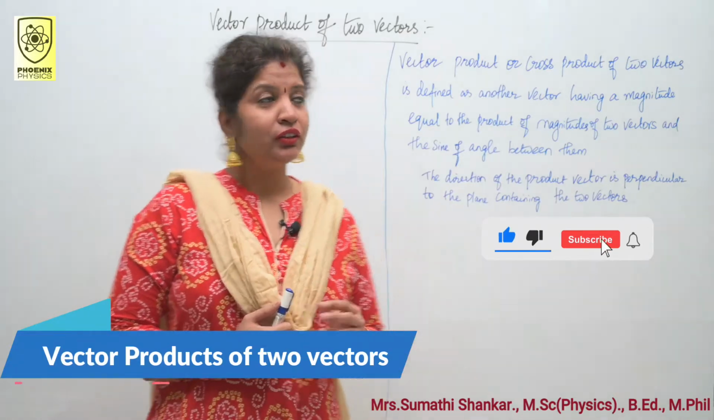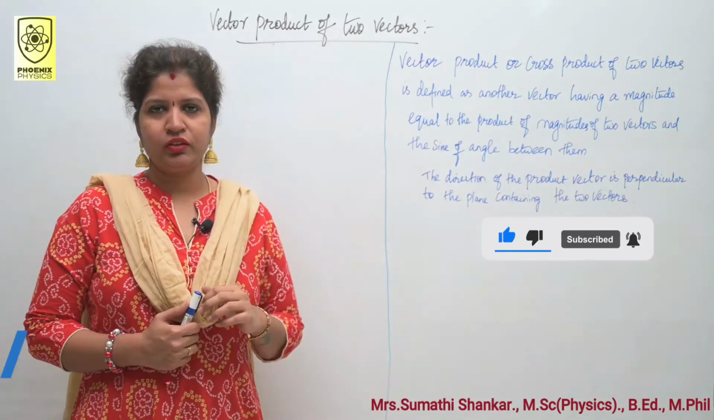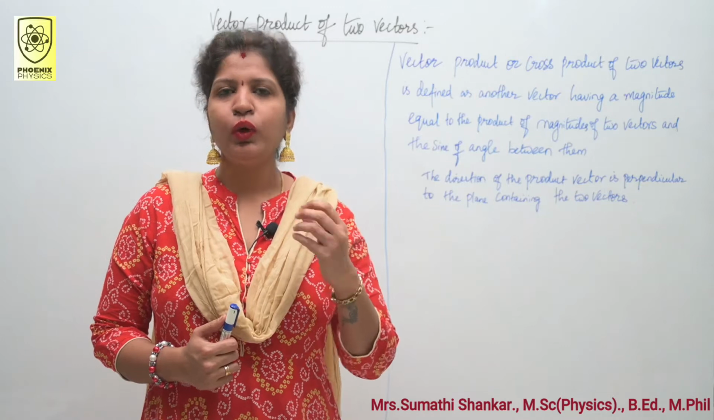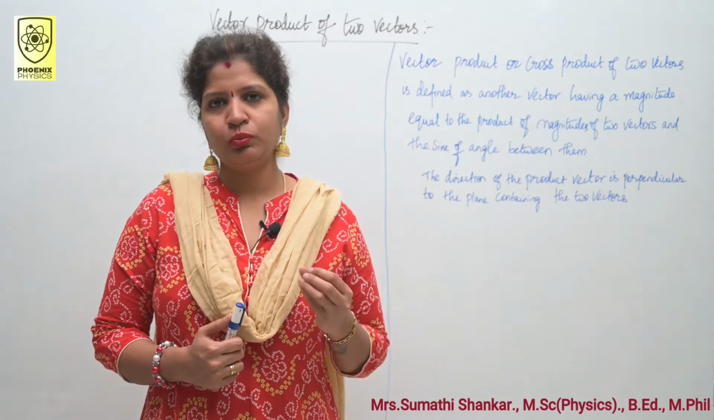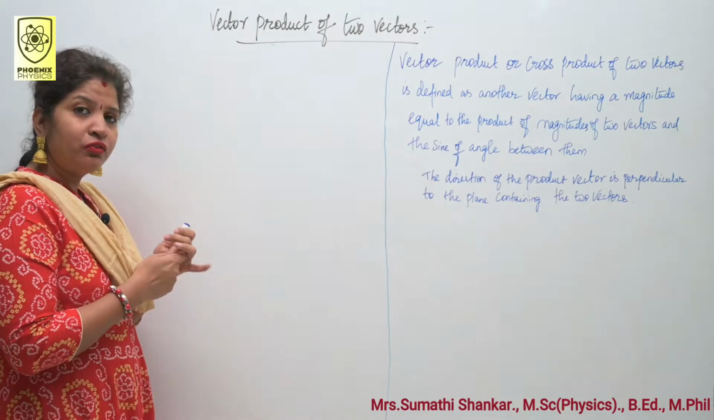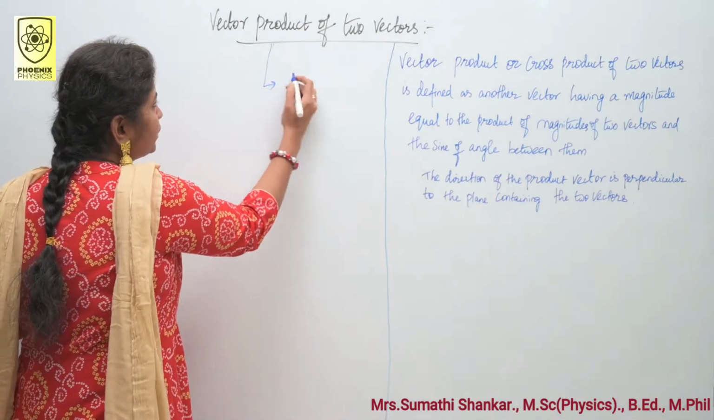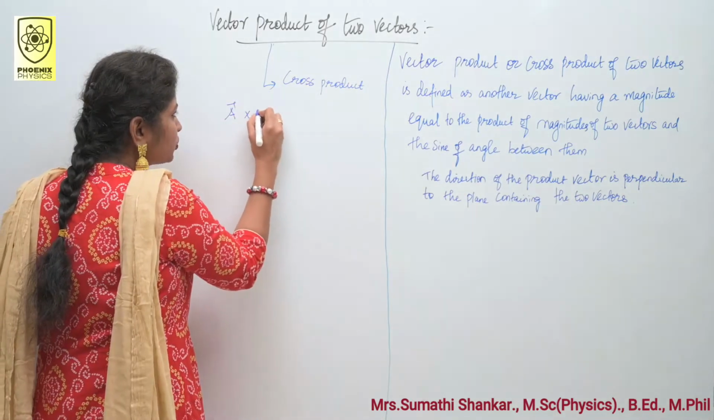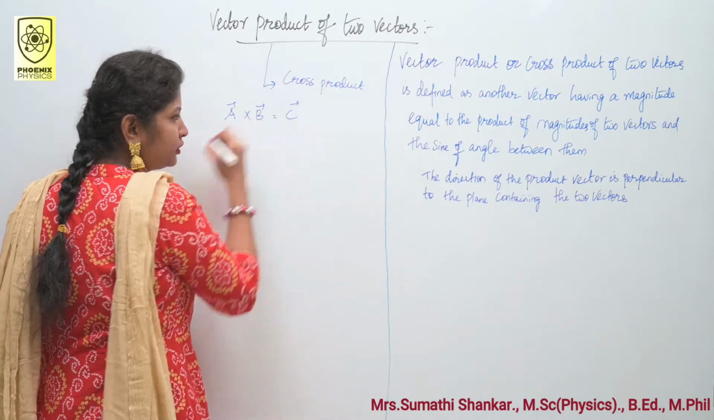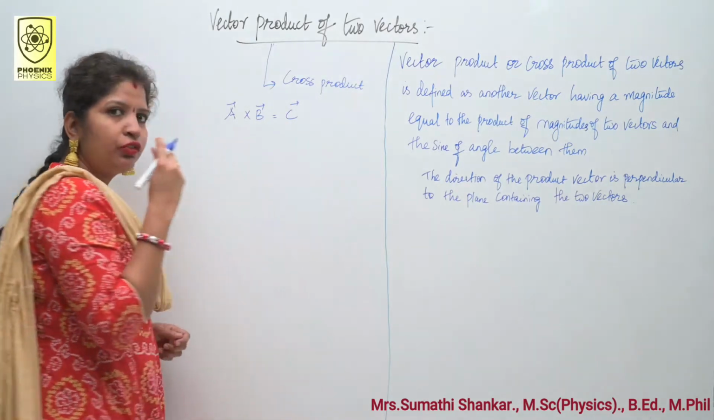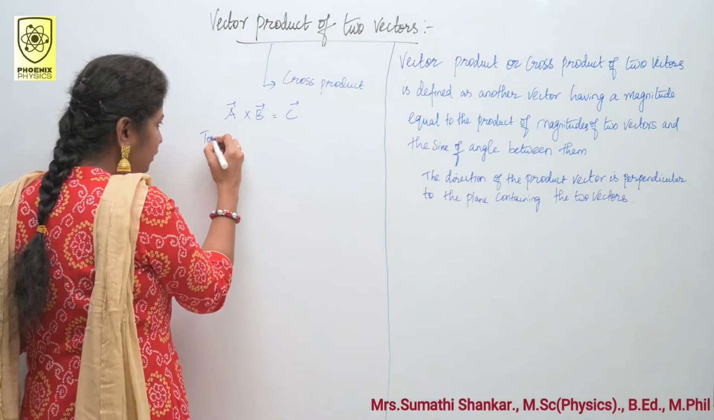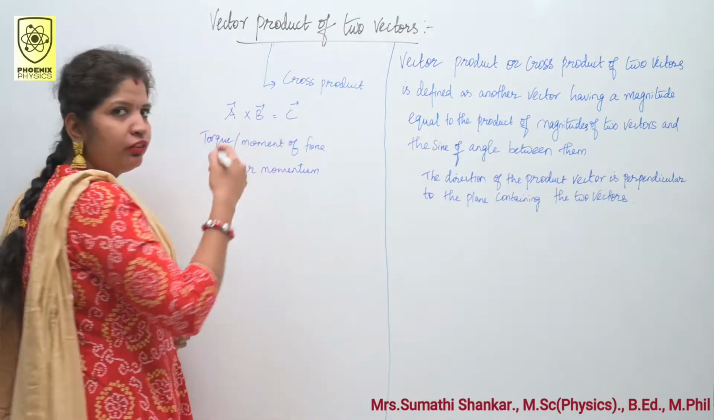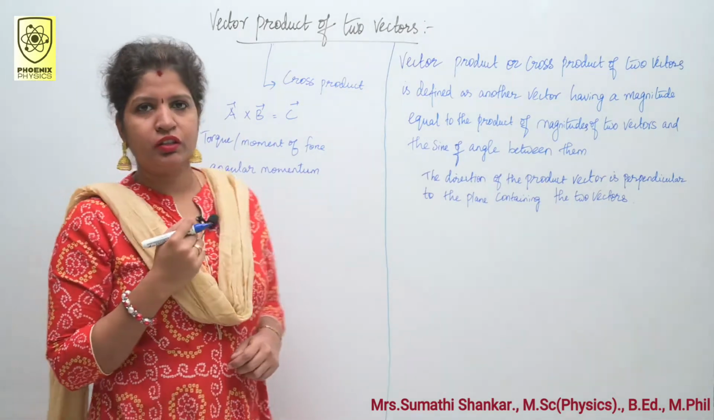Today we are going to learn the vector product of two vectors. When the product of two vectors results in a vector quantity, it is said to be a vector product. This vector product is otherwise known as the cross product. It can be written as A vector cross B vector is equal to C vector. Suppose you want to find torque or moment of force, both are the same, or angular momentum, we can use the vector product in physics.